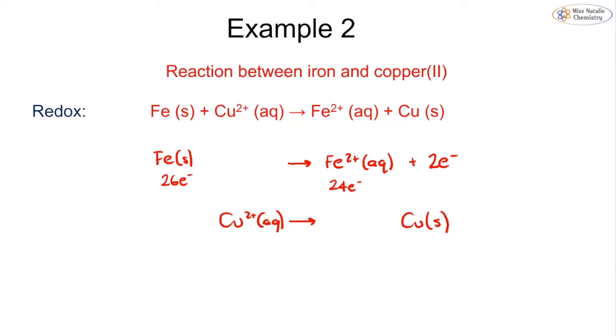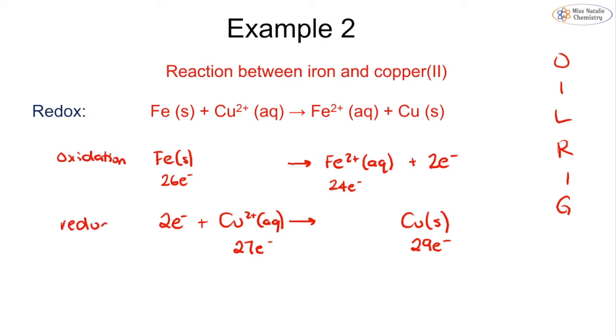For copper, my copper atom has 29 electrons. My copper ion is a 2+, so this becomes 27 electrons. Again, I have to balance it out, and that gives me 2 electrons on the left-hand side. And using OIL RIG, oxidation is loss, so the iron is losing electrons, so it is the oxidation, and the copper is gaining electrons, therefore it is the reduction reaction.